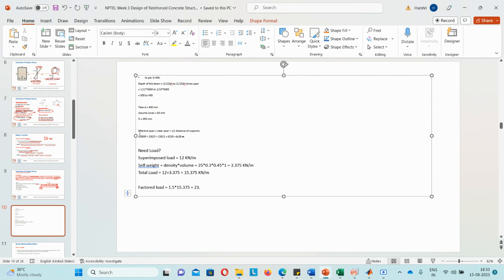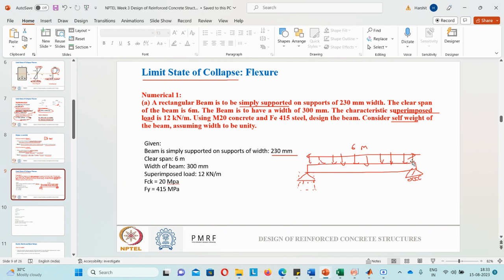Effective span we consider when we are calculating the moment. Right now we have calculated self weight per unit length, so we have taken 1 meter as the length right now. And density of concrete is generally assumed as 25 kg per meter cube, not 20. Okay, so what we will get, factored load, it will come out to be 23.06 kilonewton per meter.